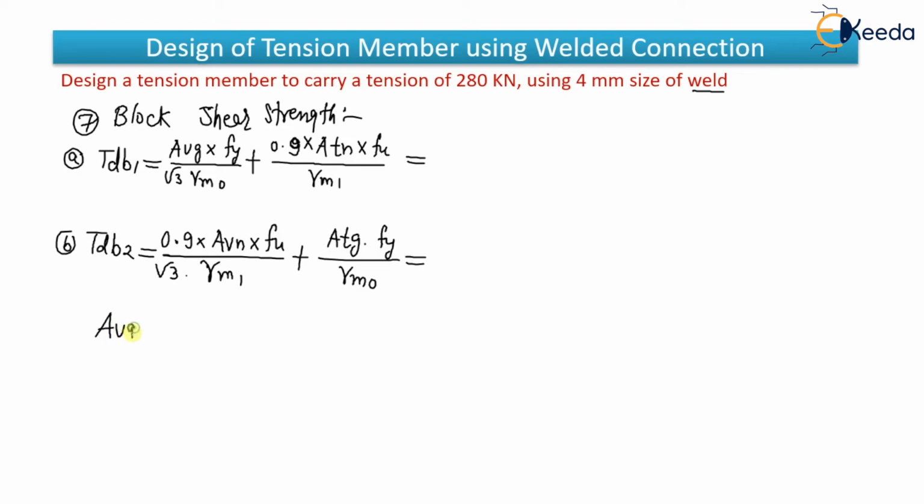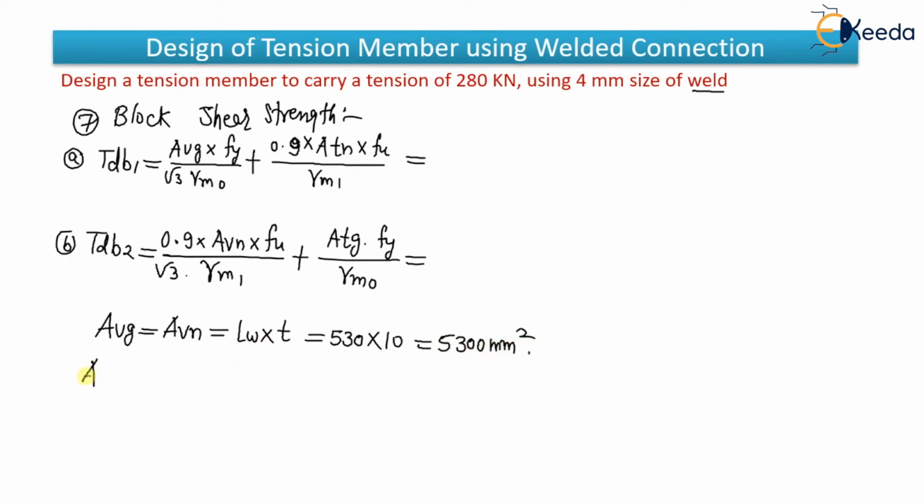See, AVG will be equal to AVN in case of a welded connection, and it will be just the length of weld multiplied by T. That's it. I'll put the value. Length of weld we have calculated as 530, into 10, so it will be 5300 mm square. This one is clear.